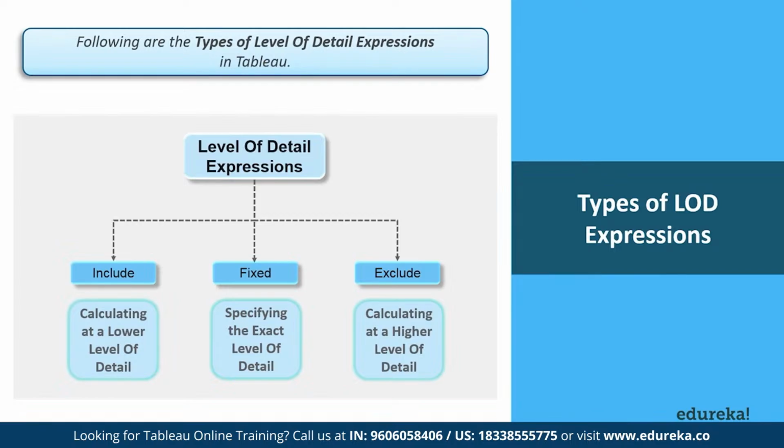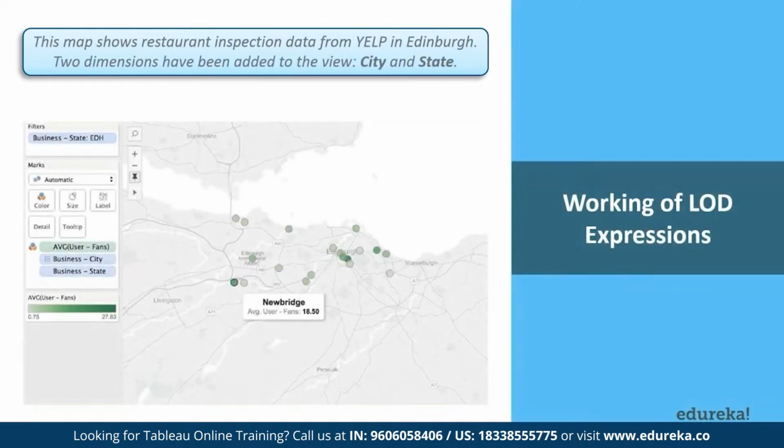So first, let's talk a little bit about how you work a problem in level of detail. Now this map shows the restaurant inspection data from Yelp in the greater Edinburgh area. So the data in the view is aggregated based on the LOD, which in this case consists of city and state, and is more aggregated than the underlying data source. So the selected point in the image showed the average user fans for all the restaurants in Newbridge, Edinburgh.